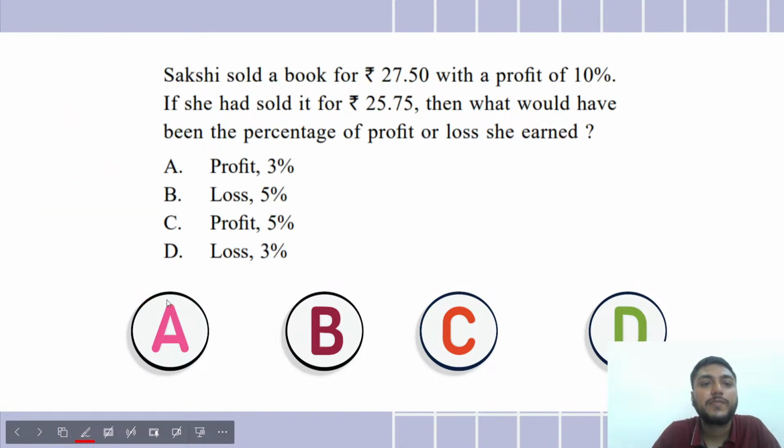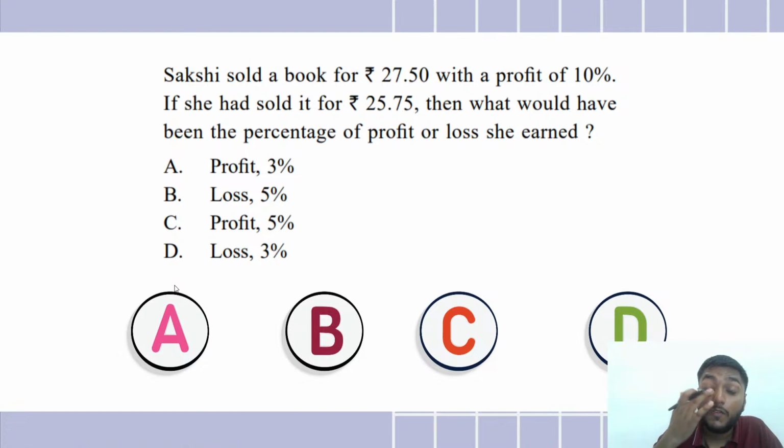The next question is Sakshi sold a book for 27.50 with a profit of 10%. So we are given a selling price of 27.5 and profit of 10%. If she had sold it for 25.75, then what would have been the percentage of profit or loss she earned?